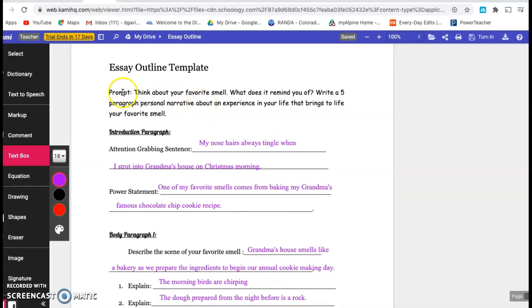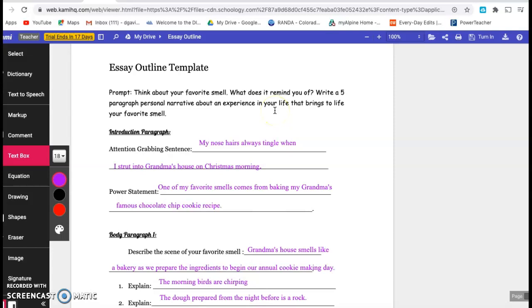First I want to look at the prompt up here. You will have a lot of freedom to write about your own personal experience, about anything that you did experience in your life, but it has to follow this particular prompt. Think about your favorite smell. What does it remind you of? Write a 5-paragraph personal narrative. You're using first person, the words I or my, throughout your narrative about an experience in your life that brings to life your favorite smell.